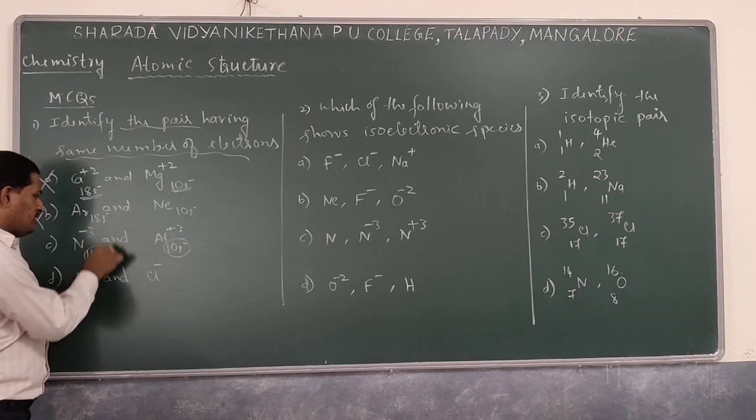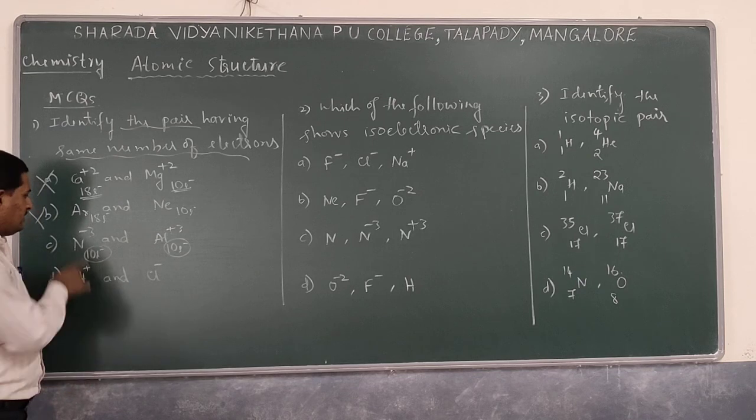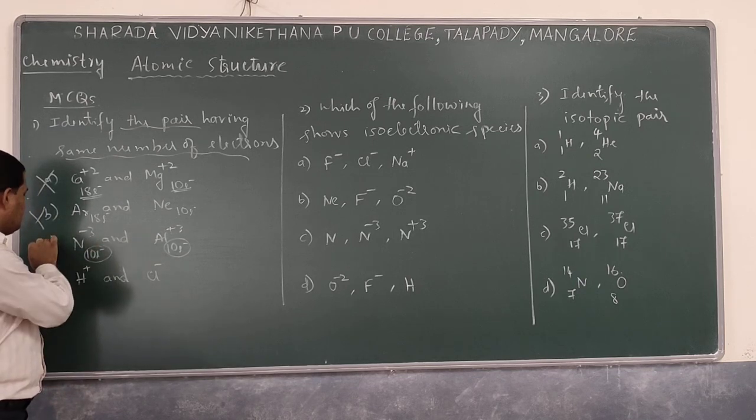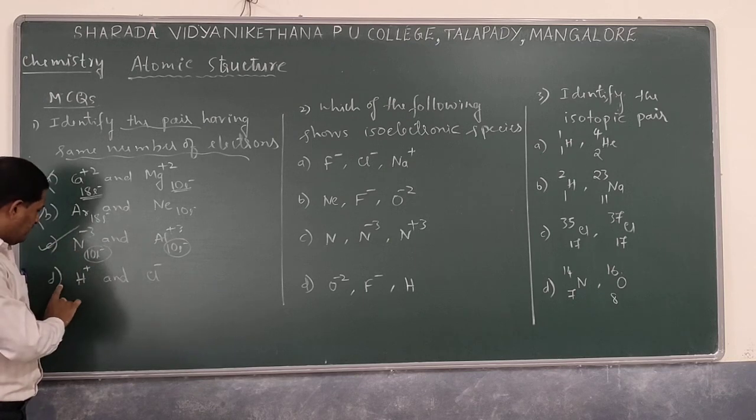The number of electrons present in these two species is the same, so this pair of species has the same number of electrons. So C is found to be correct. But we have to cross-check D.